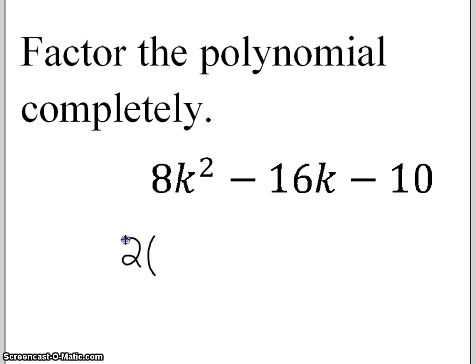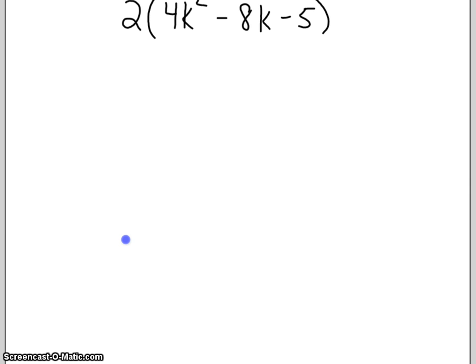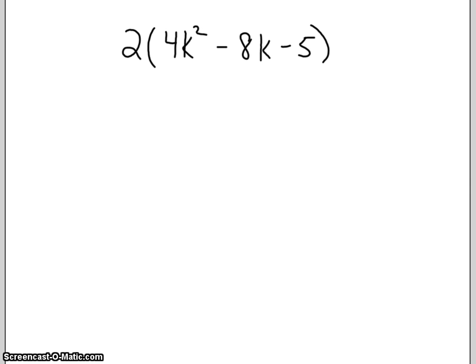So now 8k squared divided by 2 would be 4k squared. Just double check that if you multiply 2 times 4k squared, you get 8k squared, which you do. Negative 16k divided by 2 would be minus 8k. And then minus 10 divided by 2 would be minus 5. Now you have to keep that 2 on the outside throughout the entire problem. That is one of the factors, so it is part of the answer. So now we need to factor our trinomial in here.